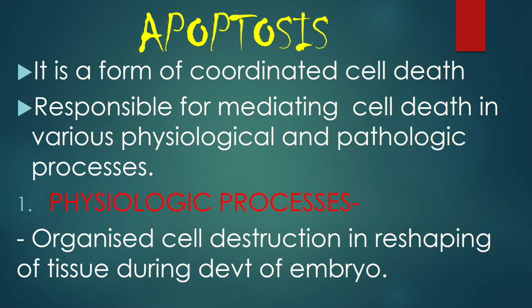Apoptosis. So, what is apoptosis? It is basically a coordinated cell death and responsible for mediating cell death in various physiological and pathological processes. So, here is a list of some physiological processes. Like first, it is organized cell destruction in reshaping of tissue during the development of embryo.